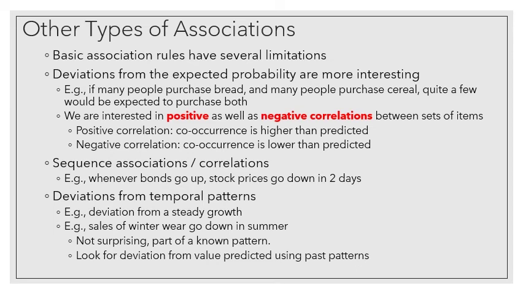Then there are sequence associations or correlations, for example, whenever bonds go up, stock prices go down in 2 days. Deviations from temporal patterns are often interesting. For example, deviations from steady growth: sales of winterwear go down in summer. These are often patterns of interest, so look for deviation from values predicted using past patterns. Mining techniques can find deviations from what one would have expected on the basis of past temporal or sequential patterns.